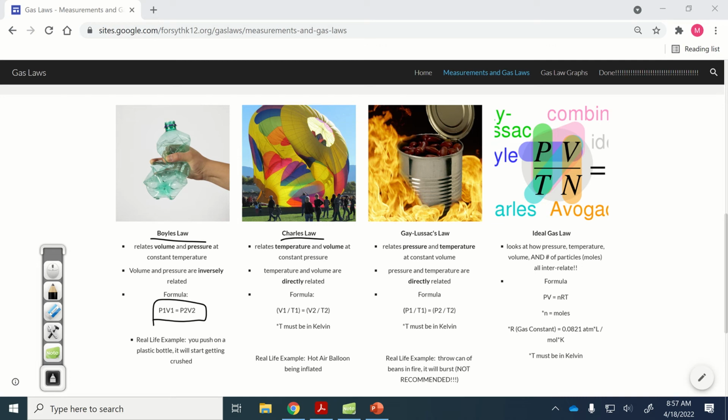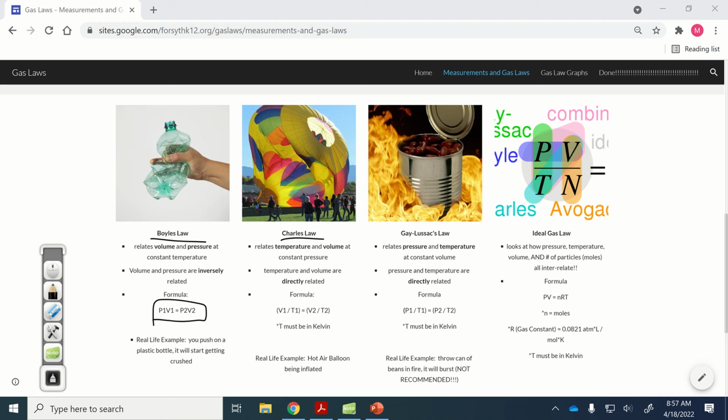Charles' law relates temperature and volume at a constant pressure. A good example here is a hot air balloon. The air pressure outside the hot air balloon always stays the same, okay? But if I increase the temperature inside the balloon, what will the balloon start doing? It'll start expanding. So temperature and volume are directly related. Our formula is V1 over T1 equals V2 over T2.